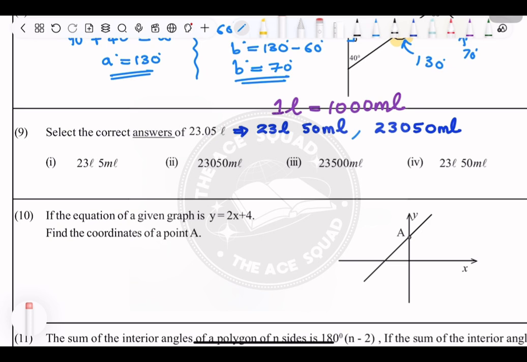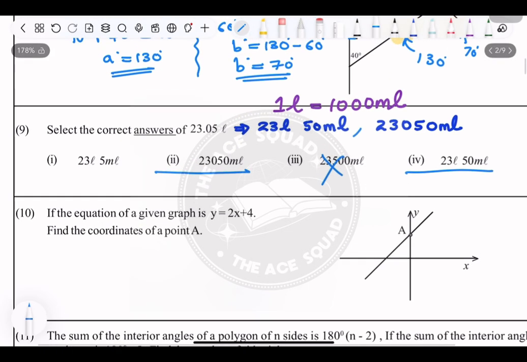So what are the answers that are matching for these two? First one, no. Second one, yes. It's 23,050 milliliters. Third one, no. It's 23,500. Fourth one, yes. 23 liters, 50 milliliters. Question number 10.